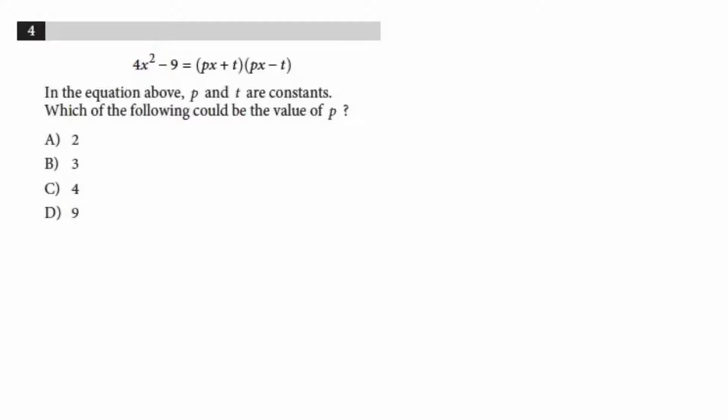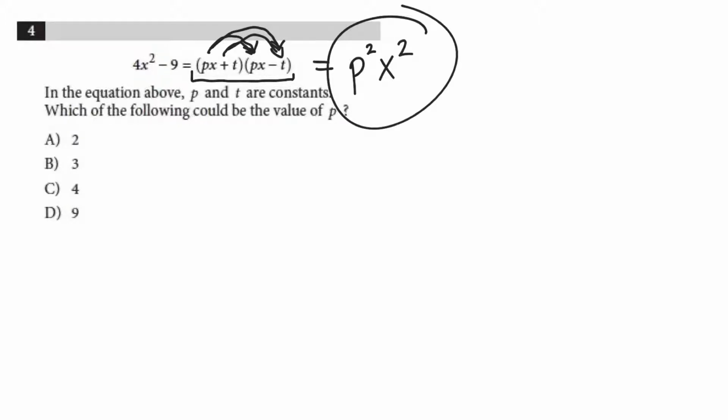Well, we know that when we expand this binomial times a binomial, our first term is going to be px times px, which would be p squared x squared. That's the only term that's going to have a p squared and an x squared in it. The rest of the terms are going to be negative t times px, then positive t times px, and then negative t squared. Really, we just have to focus on this first term here.